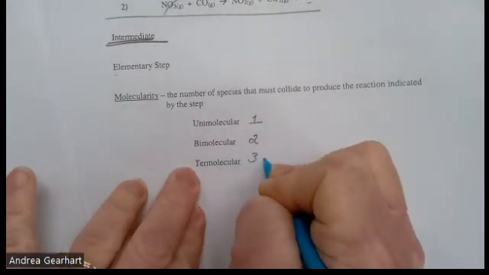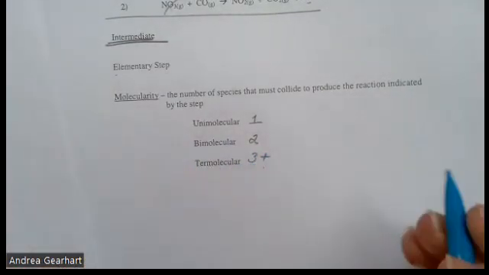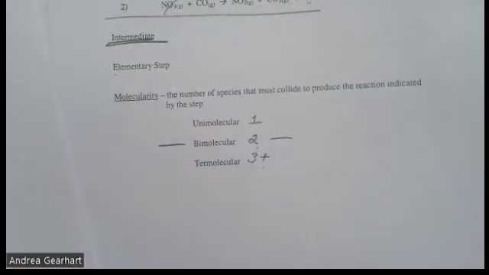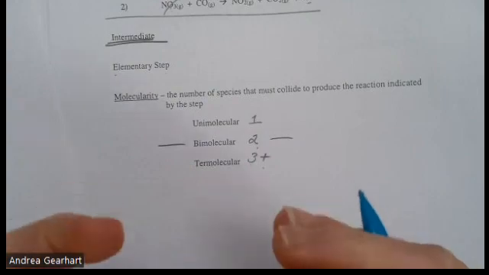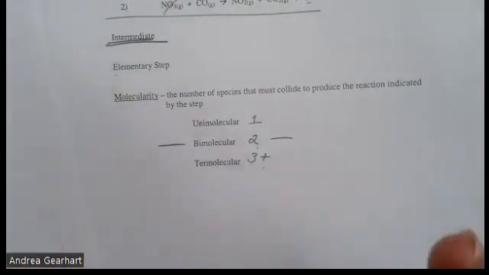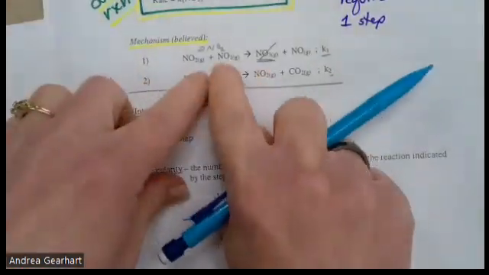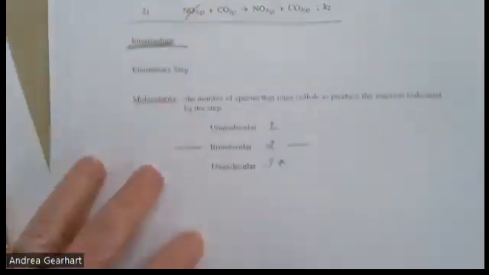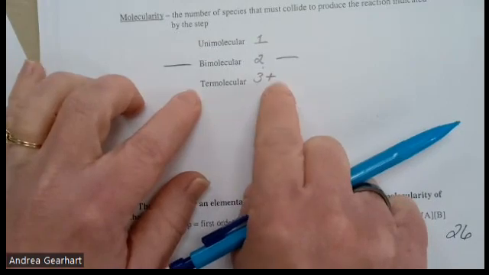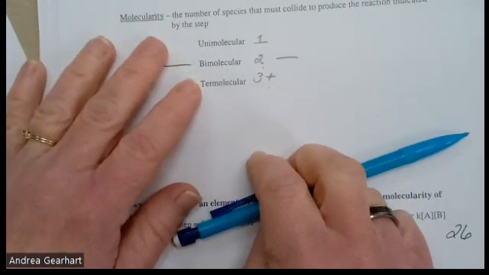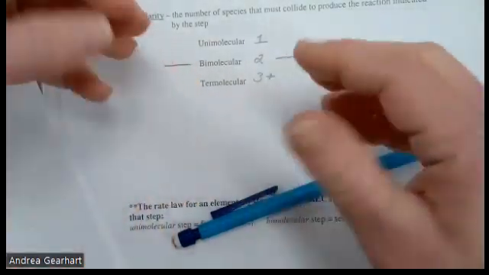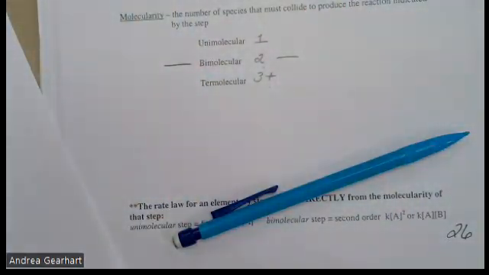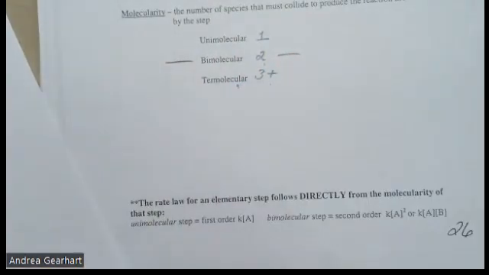Termolecular would be three. The most common is bimolecular, because in nature the probability is not that great for two reactants to collide with sufficient energy and proper orientation. But once we start to get to three, it is just hard to get the three molecules to come into contact exactly at the right orientation. So termolecular is pretty rare, quite honestly.